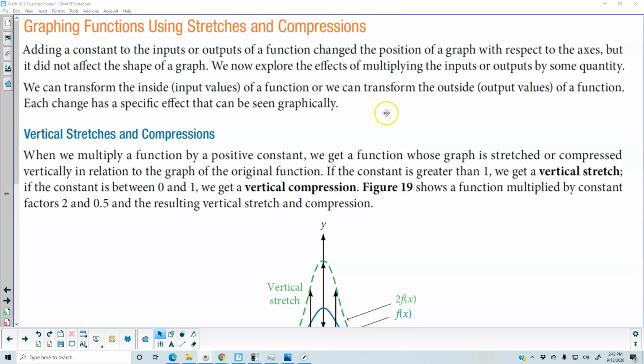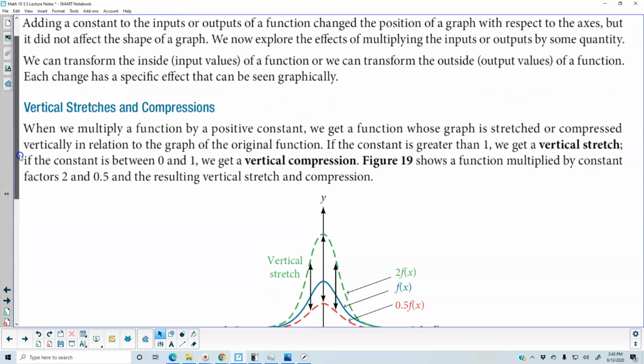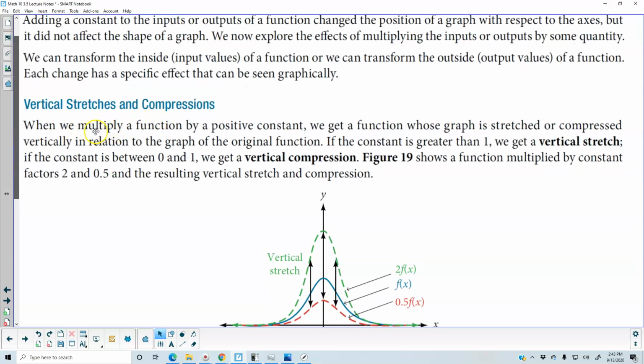We can transform the inside input values of a function, or we can transform the outside output values of a function. Each change has a specific effect that can be seen graphically. Vertical stretches and compressions. When we multiply a function by a positive constant, we get a function whose graph is stretched or compressed vertically in relation to the graph of the original function.